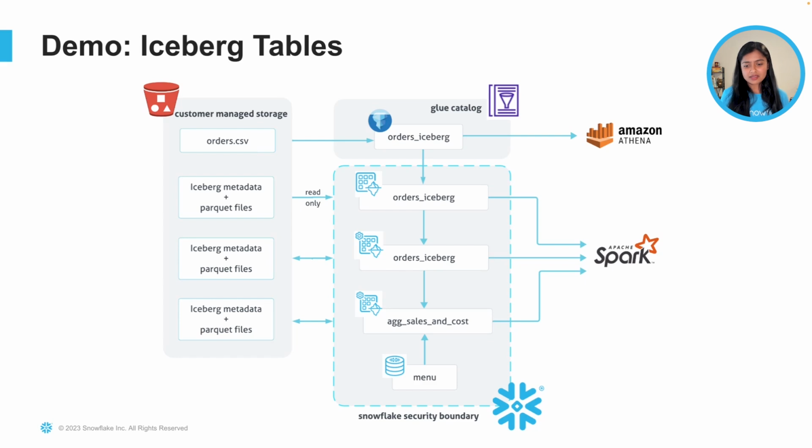And once we have that, we used the data from the menu, which was in a standard Snowflake table, and the managed Snowflake table, where the orders data came in, and did some aggregate sales and cost analysis. And we also were able to read these tables from outside of Snowflake as well using the Spark engine.